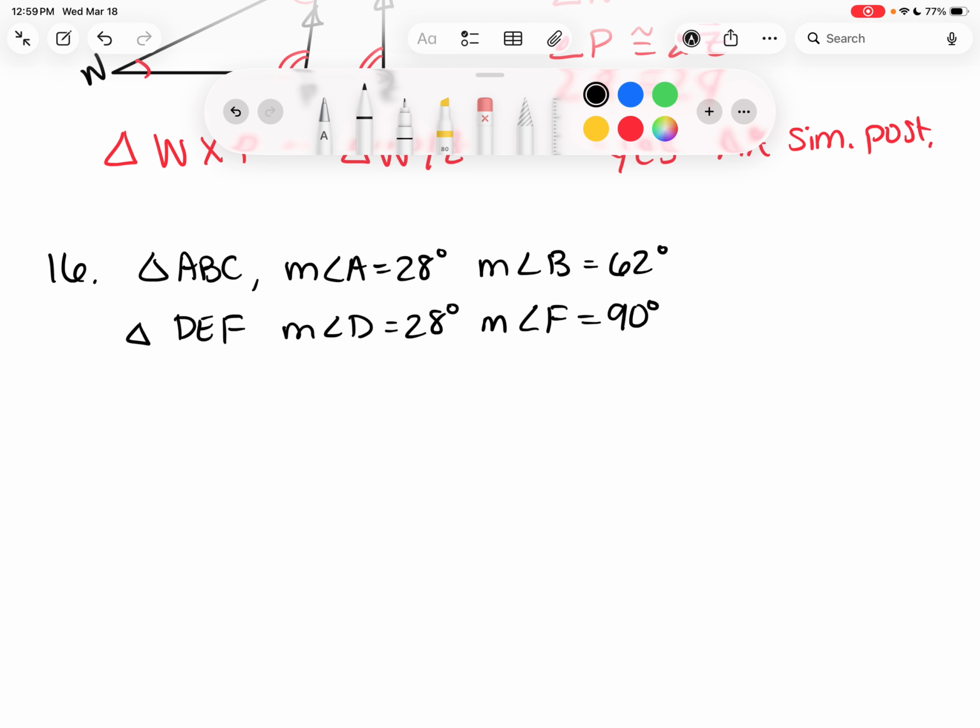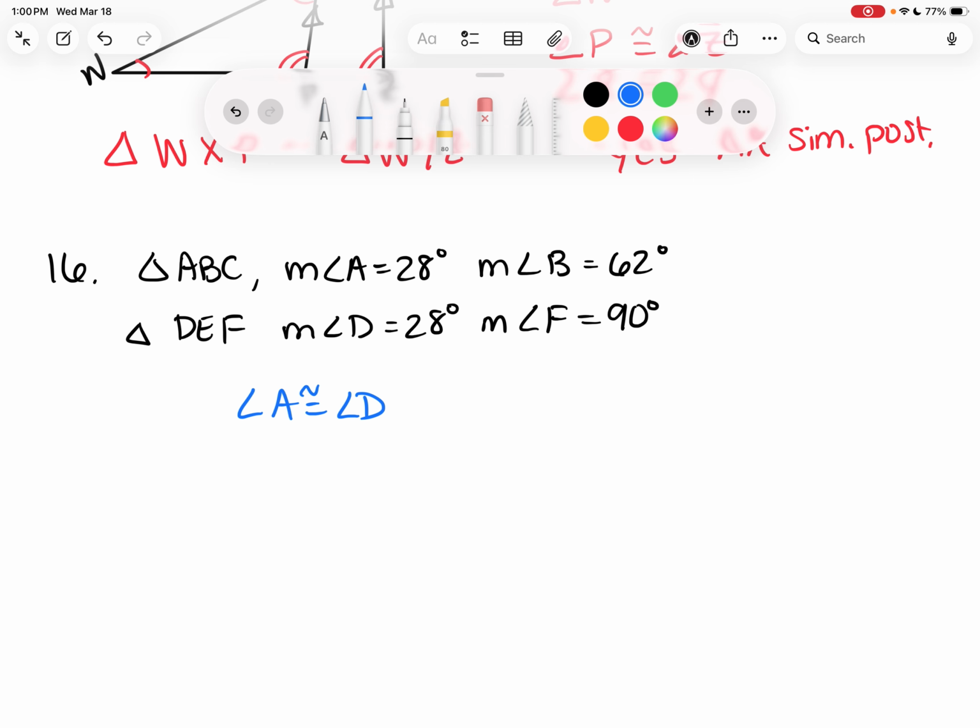Angle A is congruent to angle D. Okay, so I do know that. So angle A is congruent to angle D, so that's going to be something that's helpful. By the position of the lettering, B is equal to E and C is equal to F. Well, that might be true, but this isn't a similarity statement. Angle C is equal to 90 degrees.